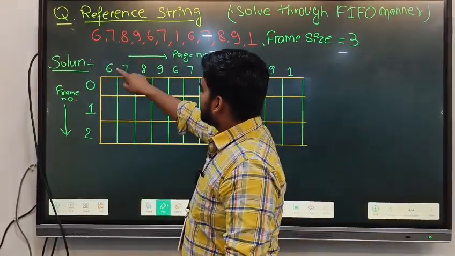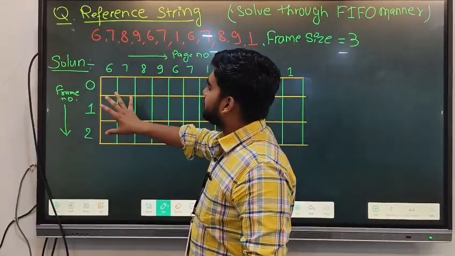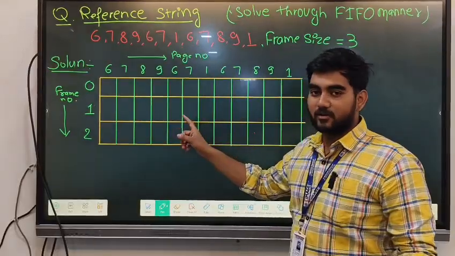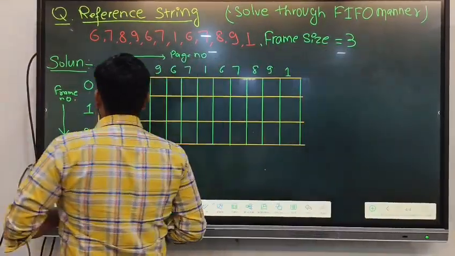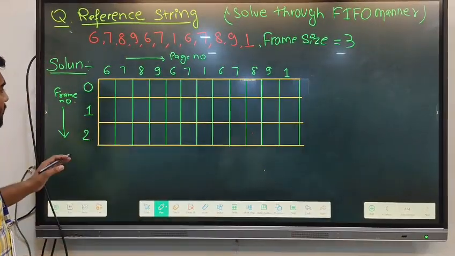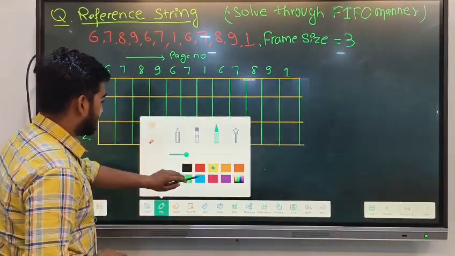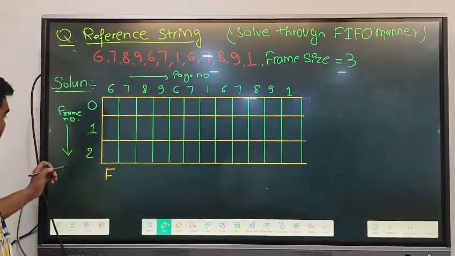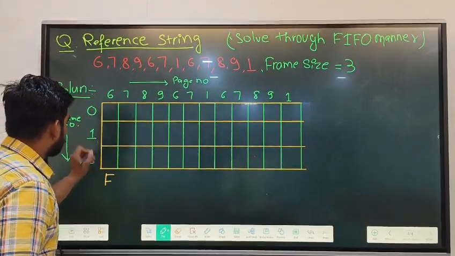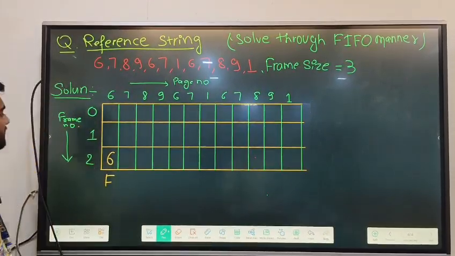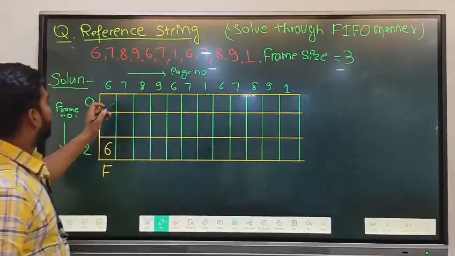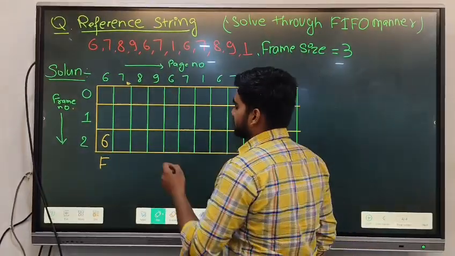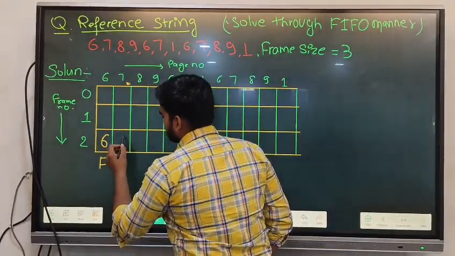Here you can see this is the page number, and the CPU is demanding page number 6, which is not in the frame right now. So what will occur? A problem will occur, that is, a page fault. Page fault will occur. Then here 6, and now the CPU is demanding page number 7, which is also not present here. So again a page fault will occur.